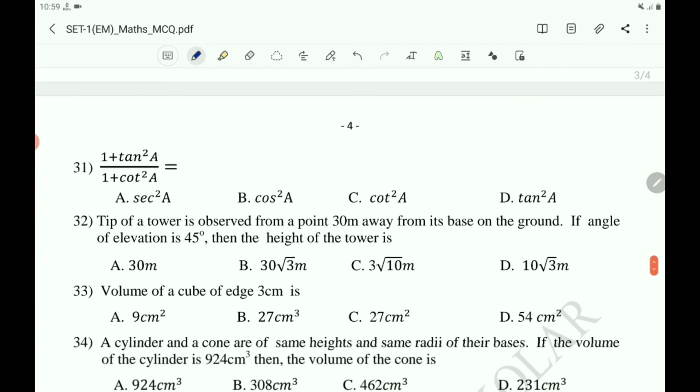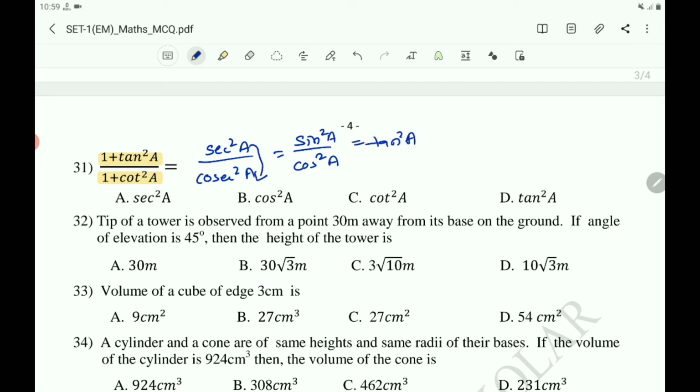Then you take question number 31. 1 plus tan square A by 1 plus cot square A. You must know the identity. 1 plus tan square A is secant square A. 1 plus cot square A is cosec square A. Then here you take the reciprocal of each. 1 by secant square A is cos square A and 1 by cosec square A is sin square A.